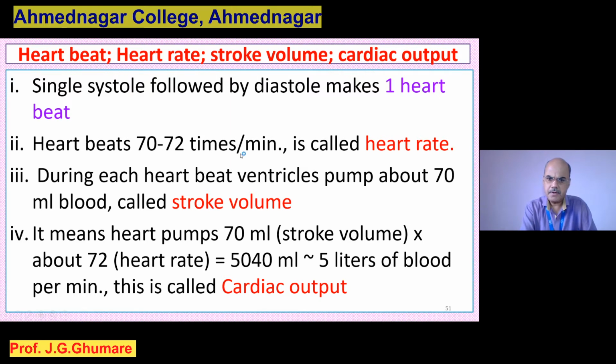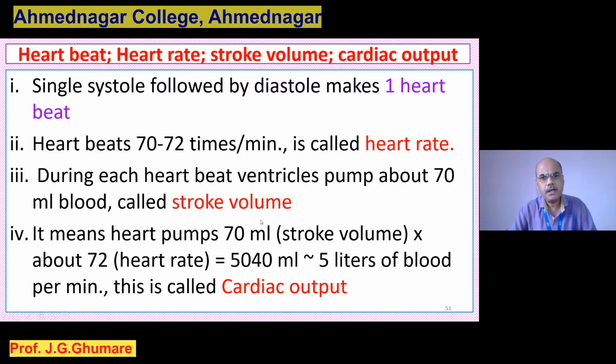During each heartbeat, the ventricle will pump a certain amount of blood. How much is it? 70 ml of blood it will pump, maybe into the aorta. And this is called stroke volume. I'll repeat, during each contraction of a ventricle, the heart will pump 70 ml of blood, and this is called stroke volume. It means the heart will pump 70 ml, that is stroke volume, multiplied by 72 heart rate. If it is normal, 5040 ml of blood, approximately 5 liters of blood per minute. I'll repeat, the heart will pump 5 liters of blood per minute, and this is called output.